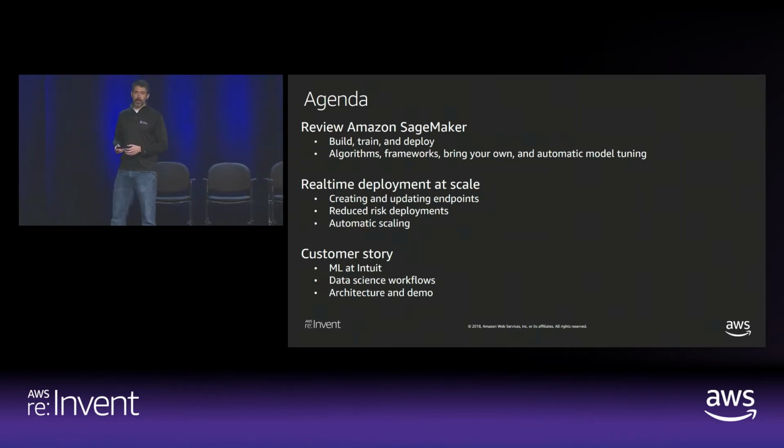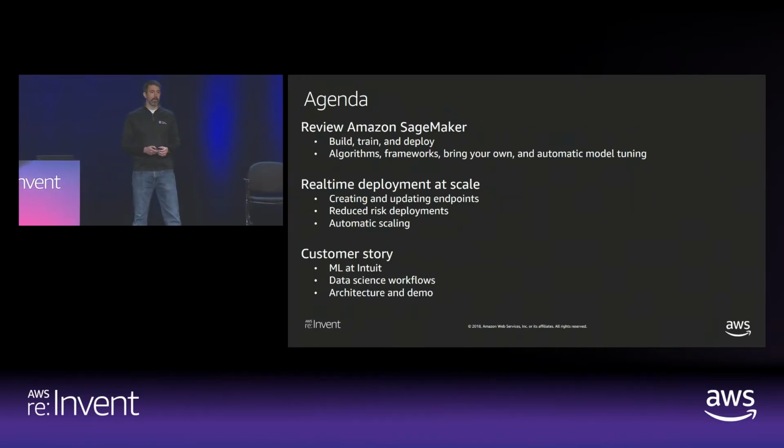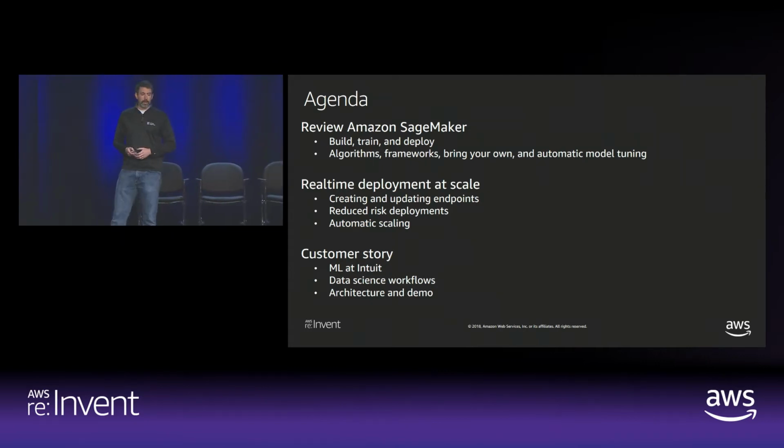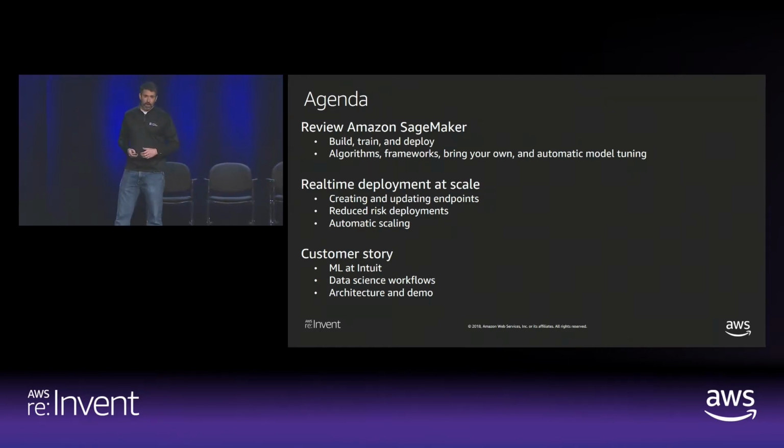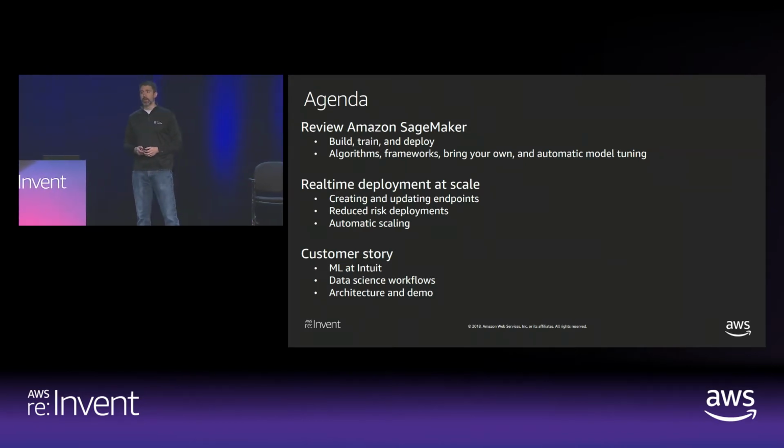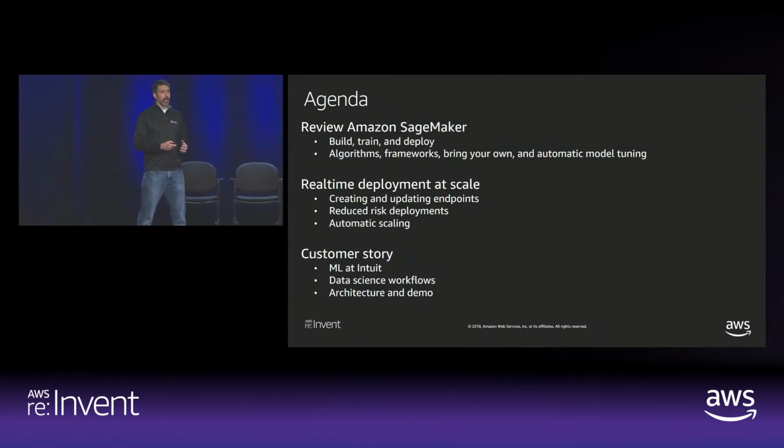This is an area that we have a lot of customers using SageMaker successfully on, but it's also an area that we get questions from customers on how to do this better and more effectively. So we'll talk about creating and updating endpoints. We'll talk about reduced risk deployments and automatic scaling of SageMaker endpoints. Then I'll pass it off to Prasad, and he'll talk through how they're using SageMaker at Intuit, integrating it with their data science workflows, and give an overview of the architecture that they've created.